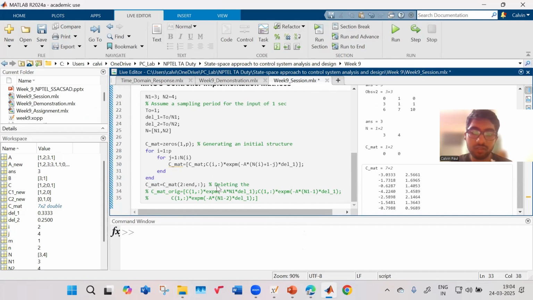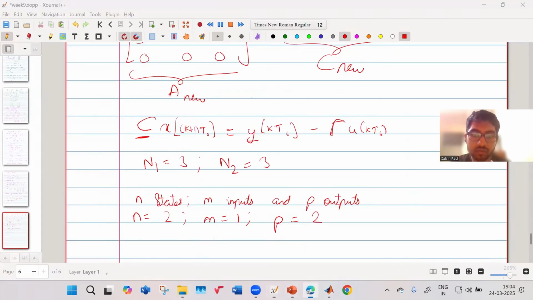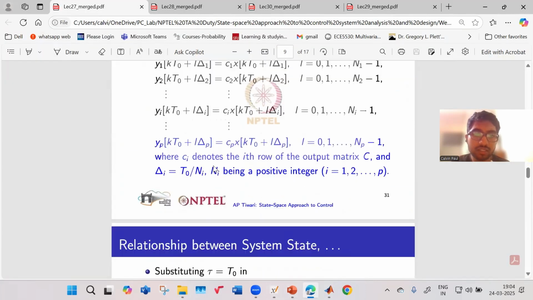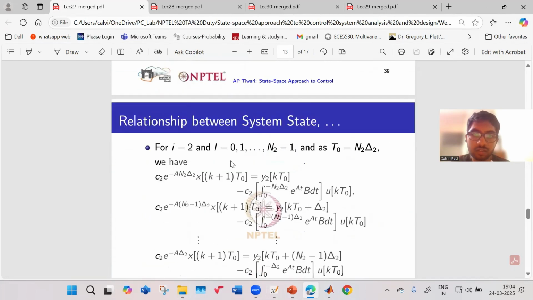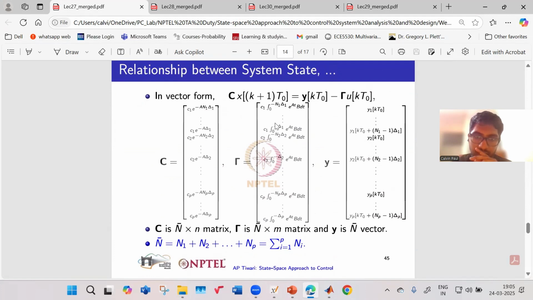Into the row container zero, which are not needed. So these are the C matrices again. Now, next is what? So we have found the C matrix. So now we have to find gamma. We have to find gamma, we have to find Y. Y we will find based on the samples, but we have to find gamma. So gamma can be determined.